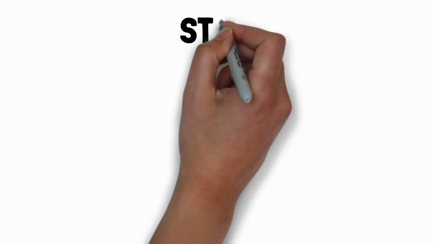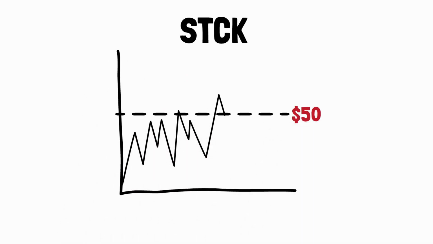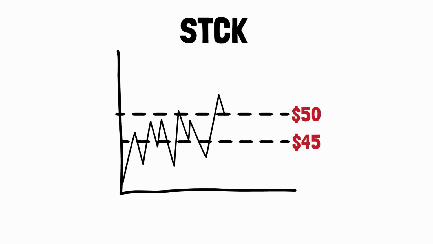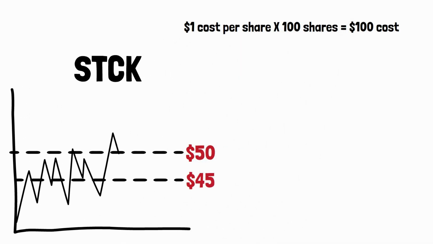Let's reuse the same stock from the call example named STCK, still priced at $50. If you suspect that STCK will drop below $45 over the next 30 days, you can buy a put option at a $45 strike price. Let's use the same cost of $1 per share of the contract, which would come out to $100 total, since one contract represents 100 shares. Let's look at a few scenarios and what their benefits or cons would be.